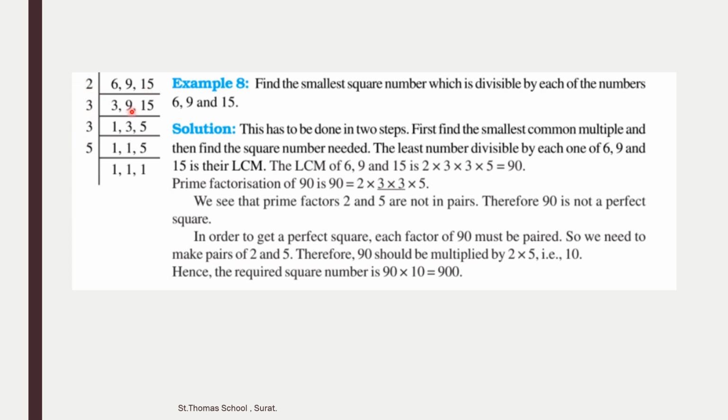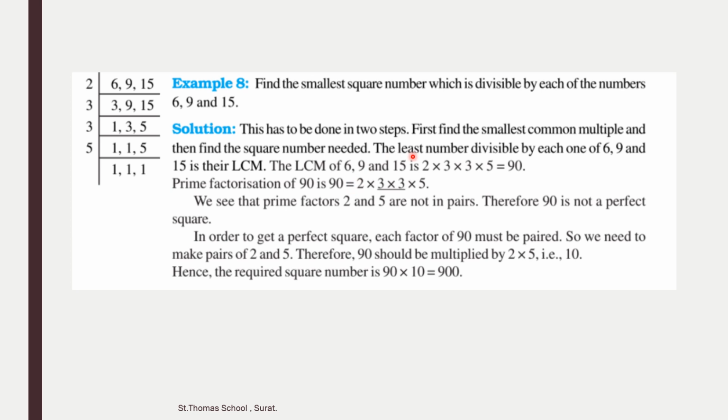Divide by 2. So 3, 9, 15. Divide by 3. So 1. 3 3s are 9. 5 3s are 15. Again divide by 3. So 1, 1. 5 is not in the table of 3, write it as it is. Again divide by 5. So 1, 1, 1. So what is the LCM? 2 3s are 6. 6 3s are 18. 18 5s are 90. So the prime factorization of 90 is 2 multiplied by 3 multiplied by 3 multiplied by 5.